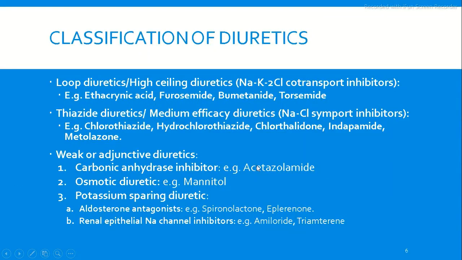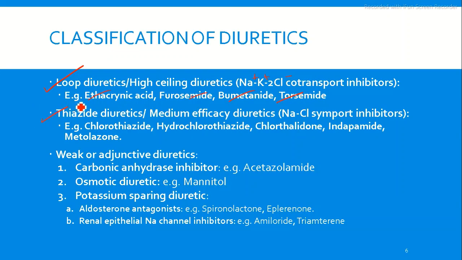So next is classification of diuretics. We have main classes. The first one is loop diuretics or high ceiling diuretics, which are the sodium potassium 2 chloride co-transport inhibitors. I'll just mark this up so that you will understand. Examples are ethacrinic acid, furosemide, bumetanide, and torsemide.